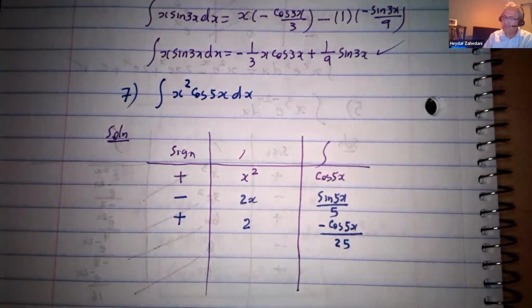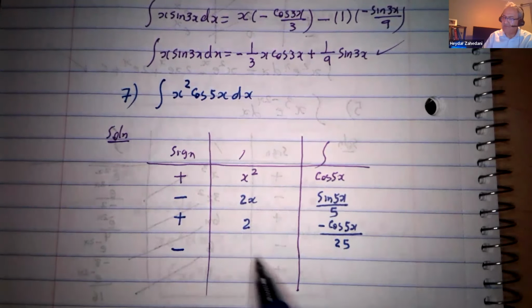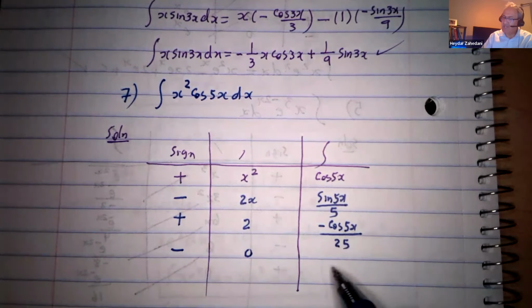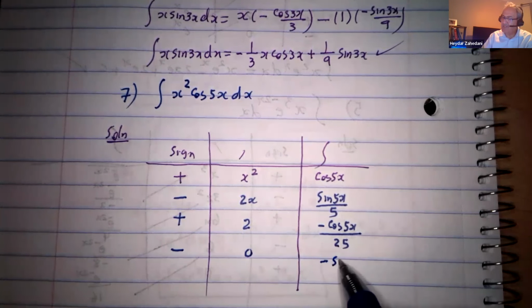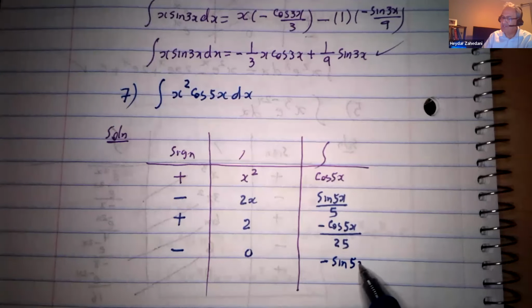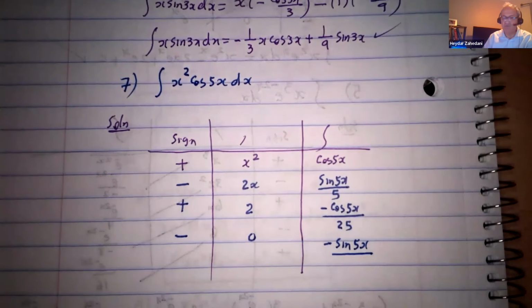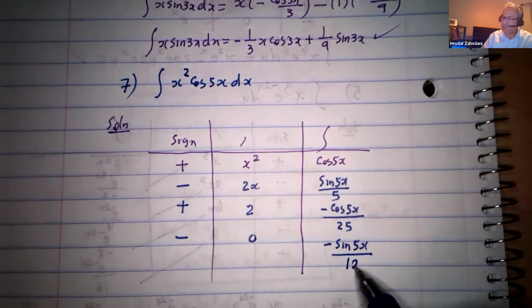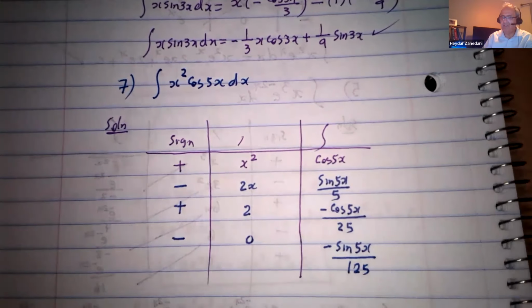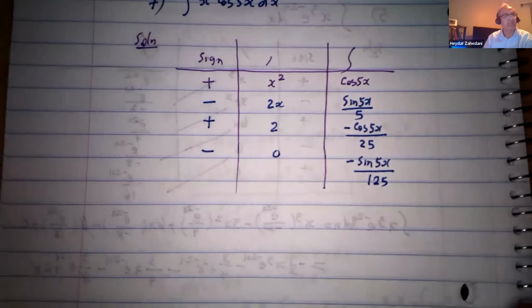Okay, once more. Negative, the derivative of 2 is 0. The integral of a cosine is going to be sine. So it's going to be negative sine of what? Sine of the 5x. So you have to divide by 5. You already got the 25. So 5 times 25, 125. That's it. We complete the table.